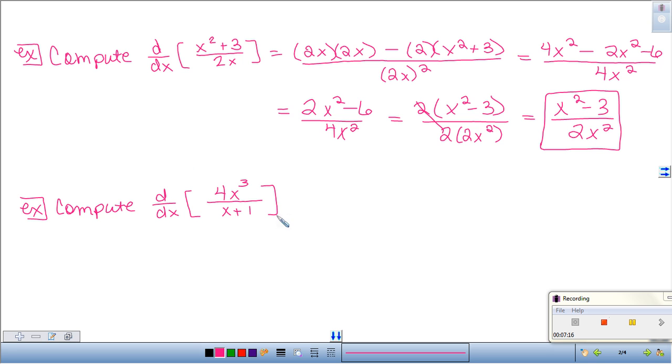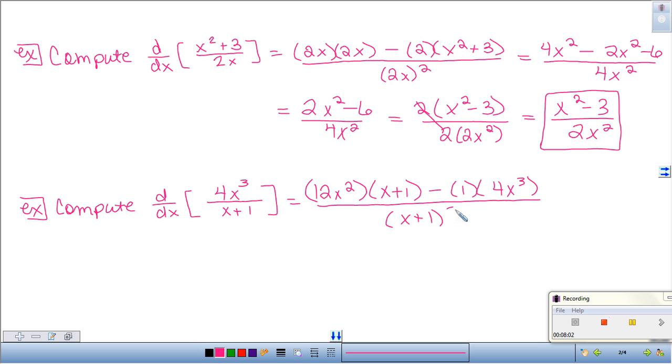Okay, so let's find the derivative. Derivative of the top would be 12x squared times the bottom minus derivative of the bottom, which is just 1, times the top, all divided by the bottom function squared, so x plus 1 all squared.